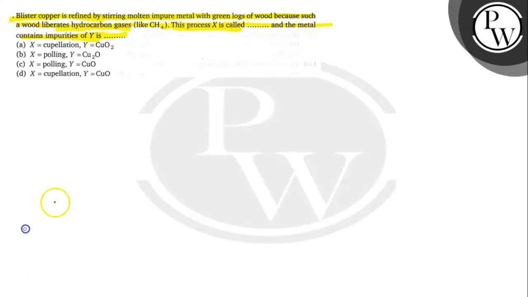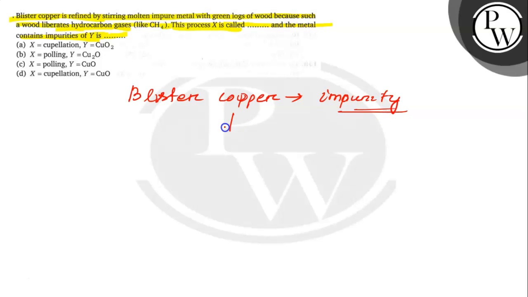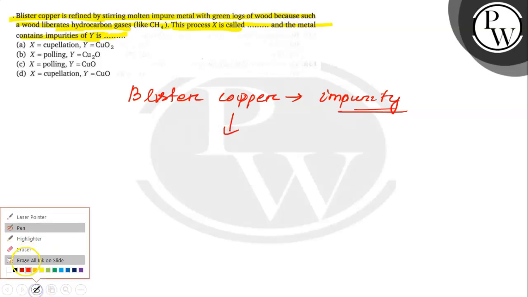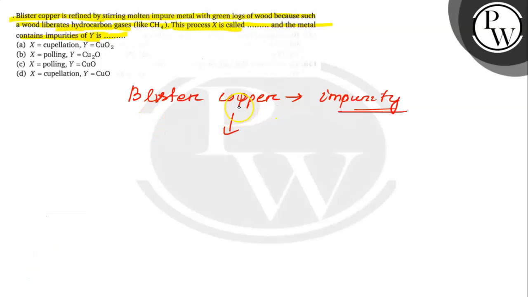So the question is asking about blister copper. What is blister copper? Blister copper is an impure copper. It contains impurity. So this blister copper needs to be refined. So in this refining process, the blister copper is refined by stirring molten impure metal.